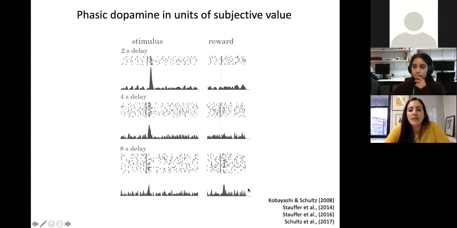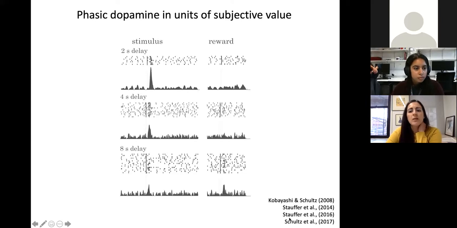So this is a classic paper from Wolfram Schultz's group, where they have a stimulus that's going to come with a different delay. And this is the firing rate of a dopamine neuron after a cue instructs the animal about the delay that the reward's going to come. And you can see that there's a higher peak for short delays, and then progressively smaller peak for longer delays. And the reward prediction error here reflects the hyperbolic temporal discounting of the monkey.